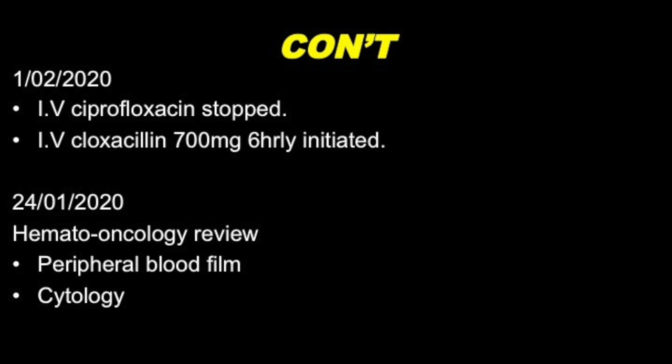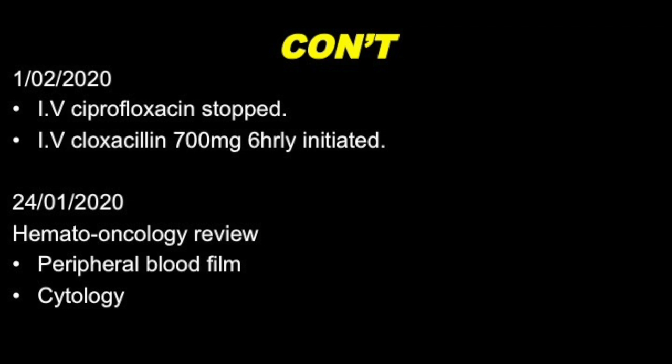Our child still had fevers that were going on, and the child was not really improving. So we put our child on IV cloxacillin. So on the 24th, the hemato-oncological review team came. Now, we did a peripheral blood film. If you remember, there was a family history of sickle cell disease. And also the child's HB coming down despite us giving blood. Plus also now the child had tea-colored urine. We needed to know what was going on.